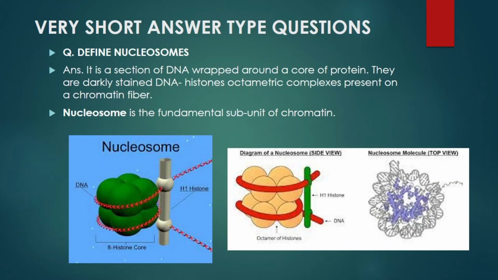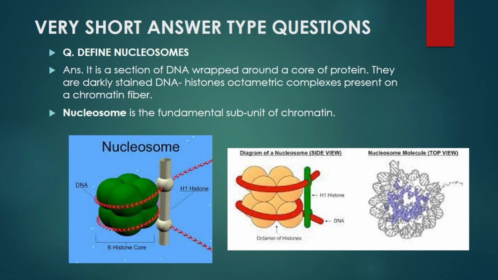So coming to the next question, that is define nucleosomes. We have seen what is nucleus, what is nucleolus and nucleoid. Now coming to nucleosomes. From the word itself it's clear that something is inside the nucleus, right? Let's go and check what it is. It is a section of DNA wrapped around a core of protein. Protein synthesis happens inside this nucleus, right? So it is a section of DNA wrapped around a core of protein.